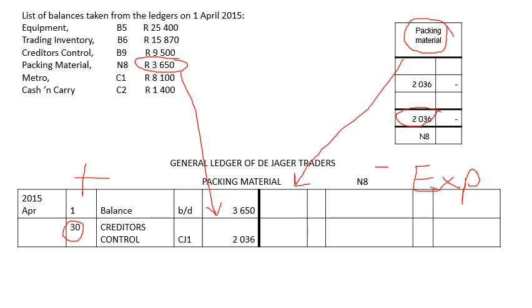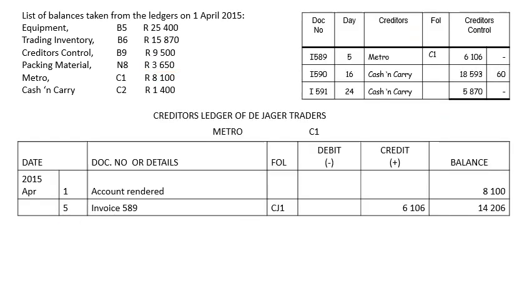Now that concludes the posting to the general ledger. Now post to the creditors ledger. Inside the creditors ledger, you will find accounts for each of your creditors. We have two creditors. Can you see?